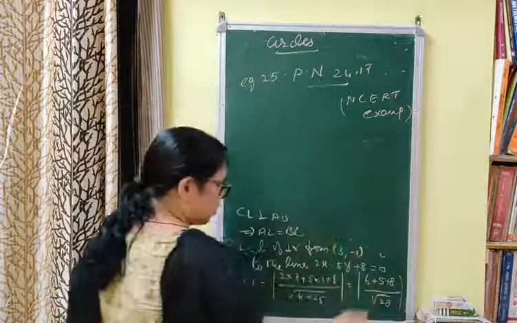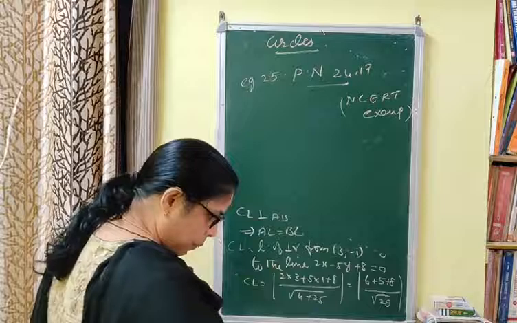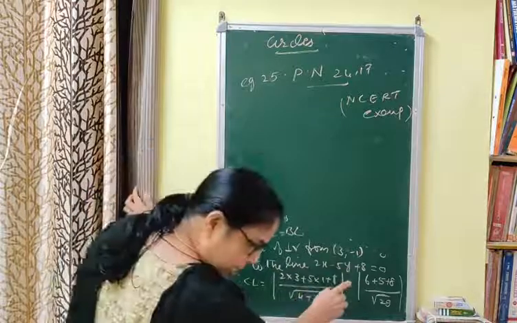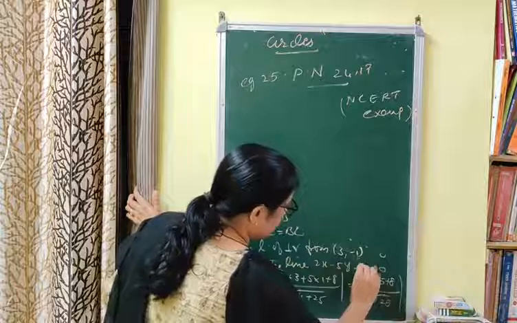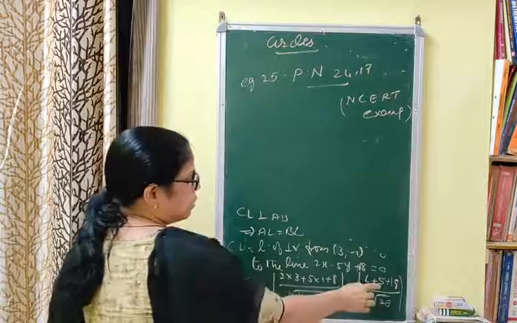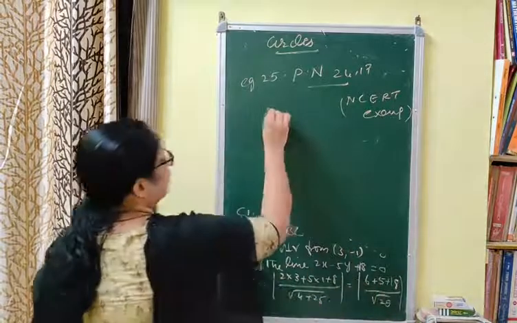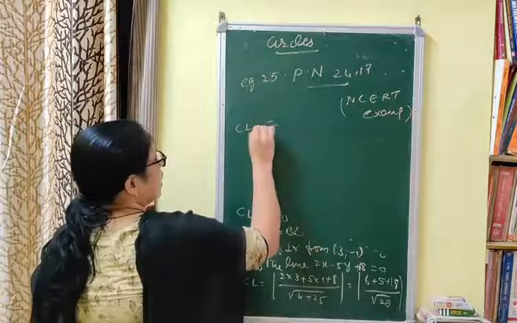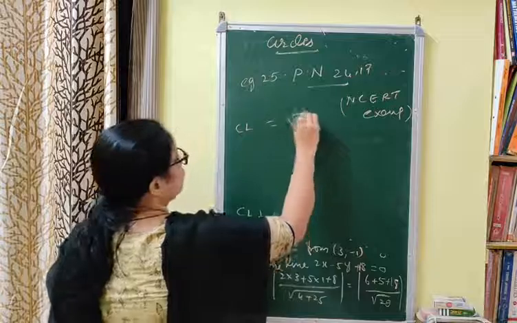Let me rub the figure. That is 6 plus 5 plus 18. Sorry, the equation of the line is 18. One correction is to be done: 18. So that becomes 18 plus 5, 23, plus 6, 29. By cancellation, you will get CL equal to root 29. In the figure, you should remember root 29.